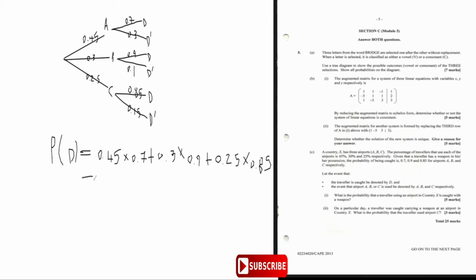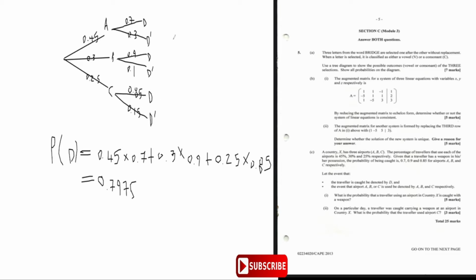So when you work that out, that will give you the probability of you getting caught with the weapon, which is 0.45 times 0.7 plus 0.3 times 0.9 plus 0.25 times 0.85. That's 0.795. There's a high probability of you getting caught. Now let's say we didn't create a tree diagram.